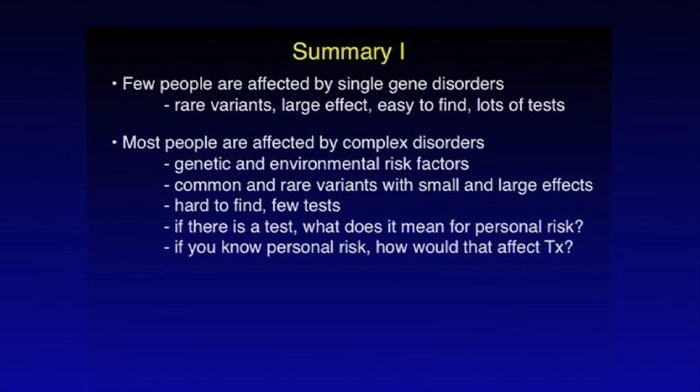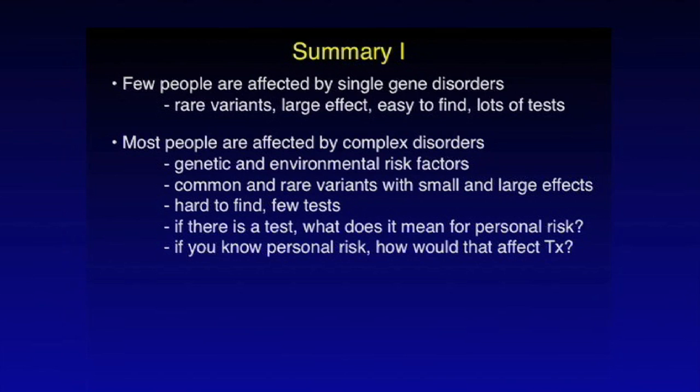So to summarize the first part of this talk, there are single gene disorders that are, of course, devastating to the people affected by them, but actually affect relatively few people. These disorders are characterized usually by rare variants that have a large effect. They're easy to find, and therefore they're easy to test for.